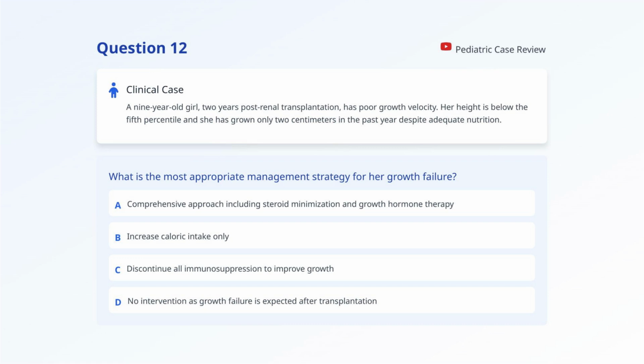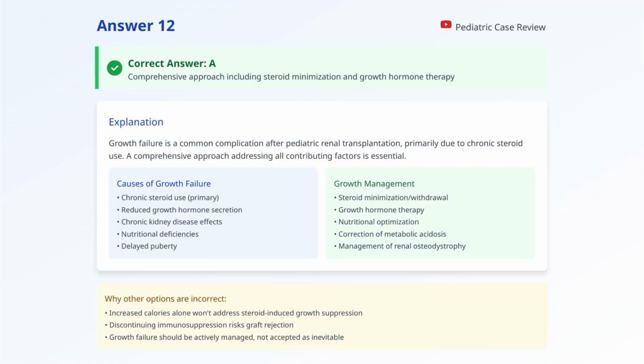Option A. Comprehensive approach including steroid minimization and growth hormone therapy. Option B. Increase caloric intake only. Option C. Discontinue all immunosuppression to improve growth. Option D. No intervention as growth failure is expected after transplantation. The correct answer is A. Comprehensive approach including steroid minimization and growth hormone therapy.